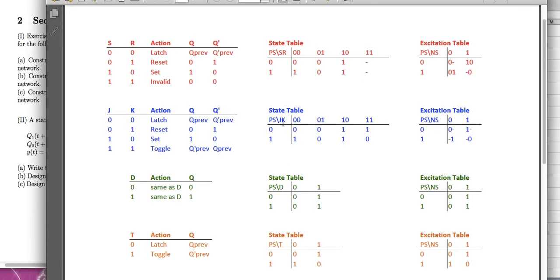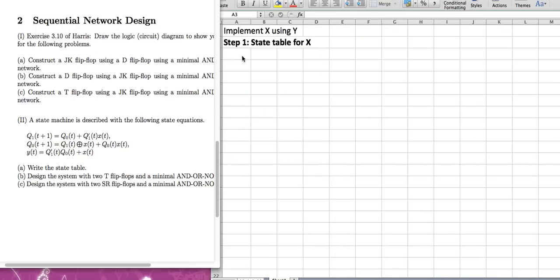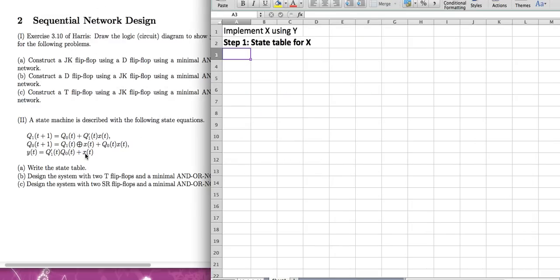So what is the state table? State table takes in the inputs and the present states, and it gives us the next states. So we just have to do the same thing here. Our input in this case is x of t, and our present state is anything with t. And next state is anything with t plus 1. So q1 t plus 1, q0 t plus 1 is our next state.